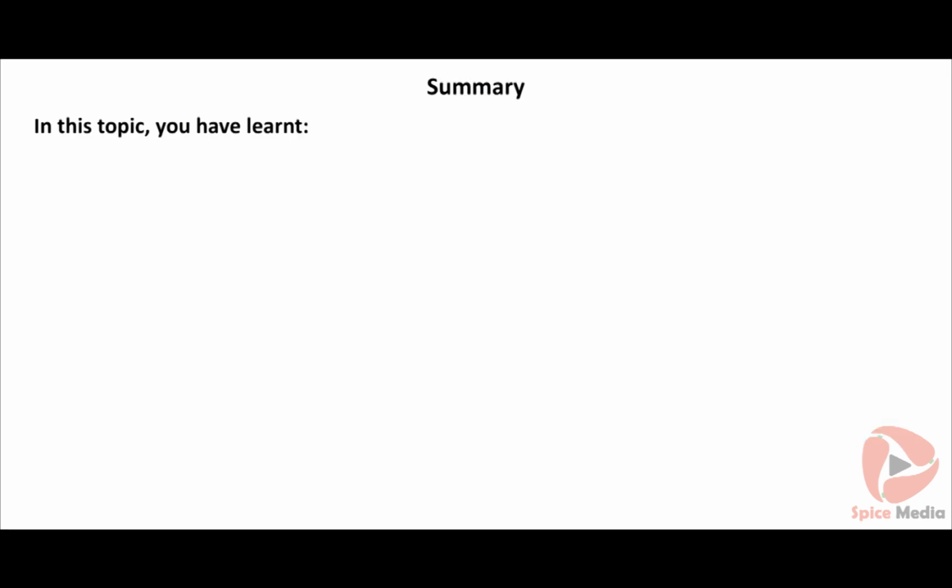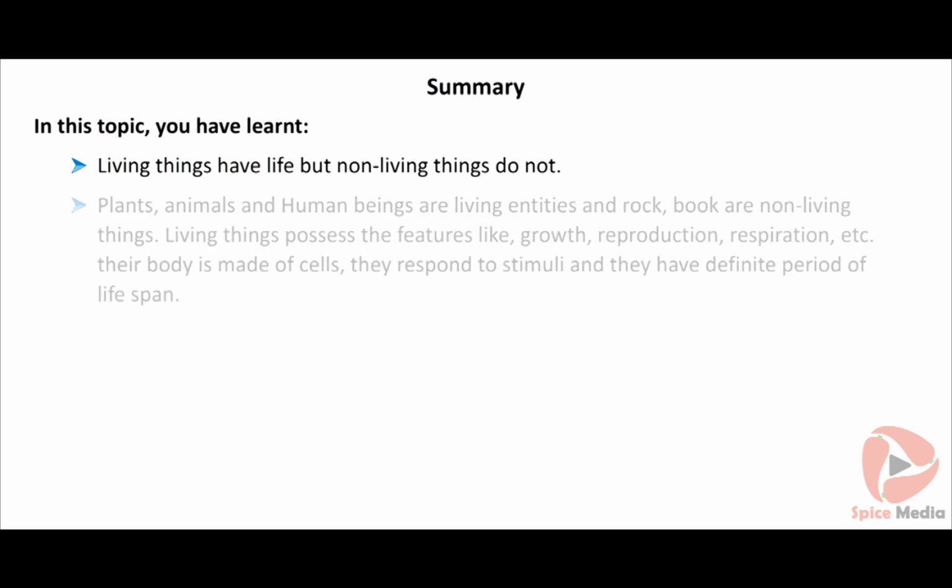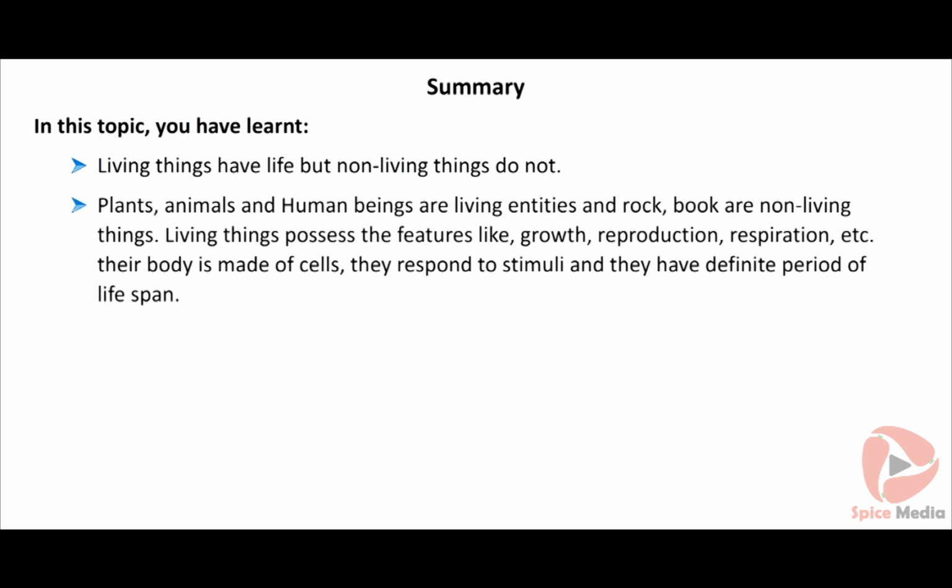In this topic, you have learnt living things have life but non-living things do not. Plants, animals and human beings are living entities and rock, book are non-living things. Living things possess features like growth, reproduction, respiration, etc. Their body is made of cells. They respond to stimuli and they have a definite period of lifespan.